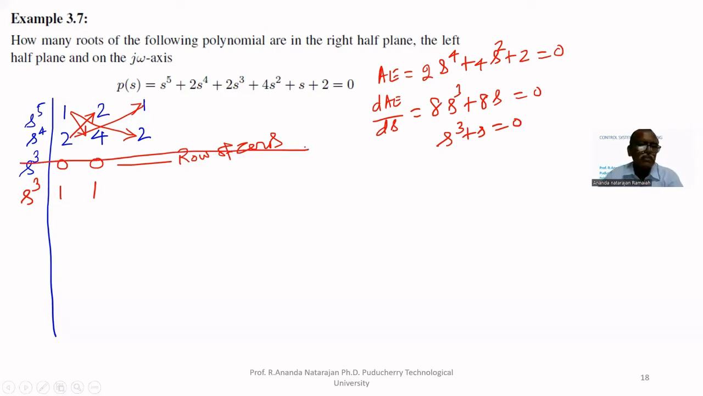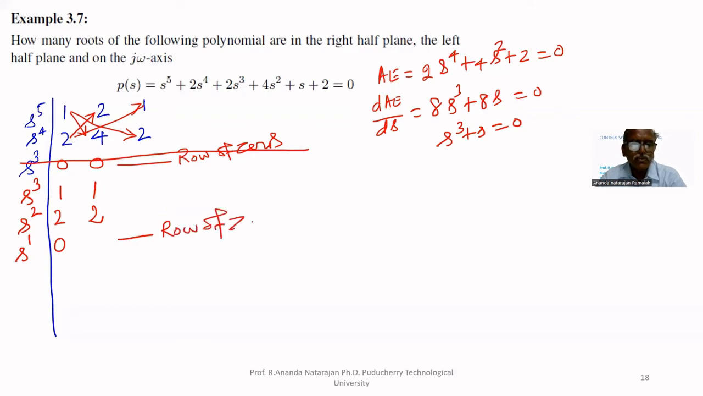Now we have to proceed further. S square: what will you get? 4 minus 2, 2 by 1 is 2. Then 1 multiplied by 2 minus 0 divided by 1, again 2. So the s power 1 row: 2 multiplied by 1, 2 minus 2, you get 0. So again a row of 0.